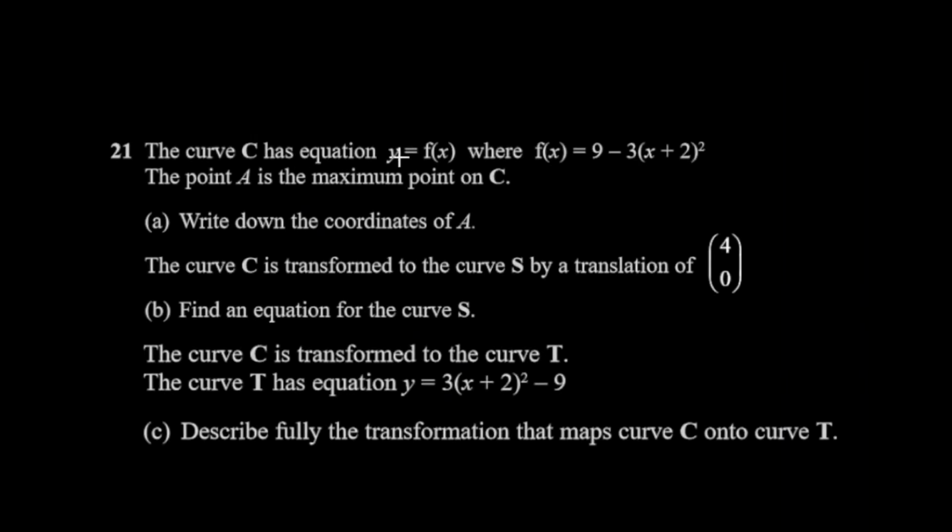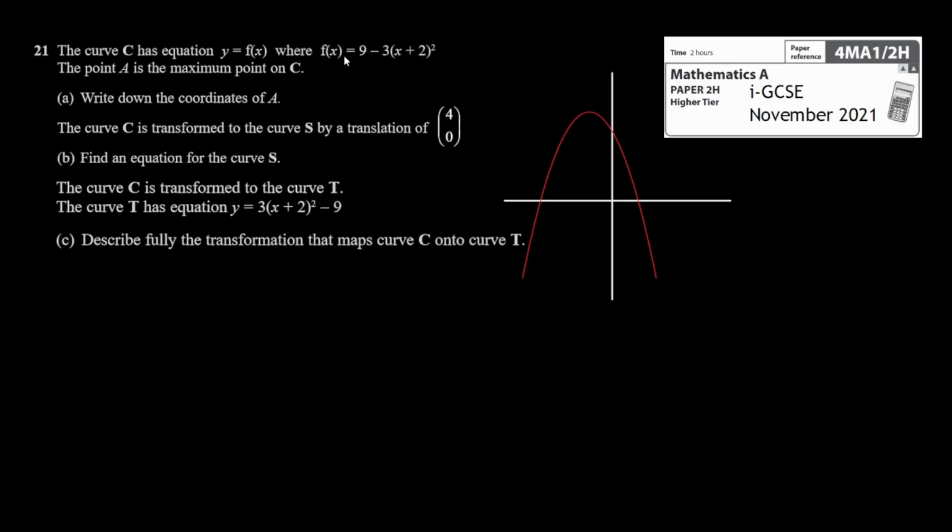Okay, question 21. We've got a function here and someone's been kind enough to complete the square on that function. Point A is the maximum point on the curve and we need to write down the coordinates of A.